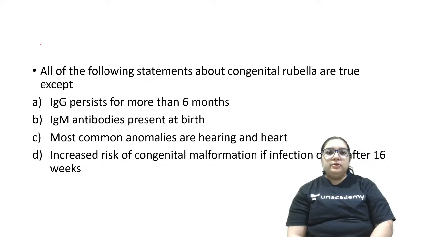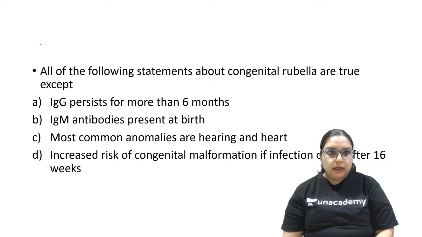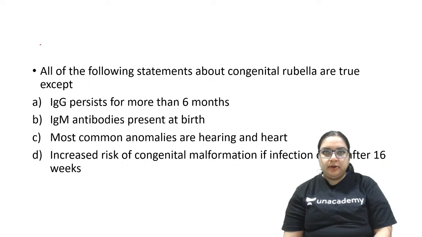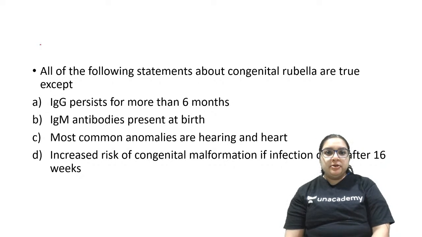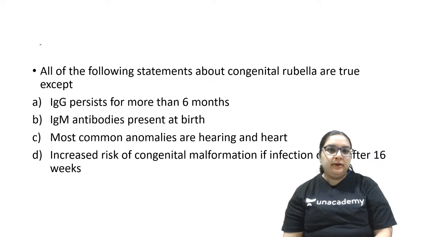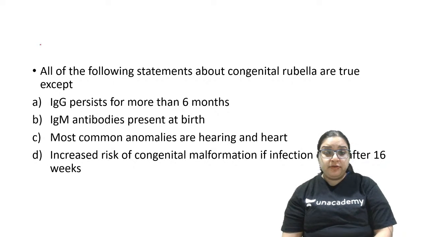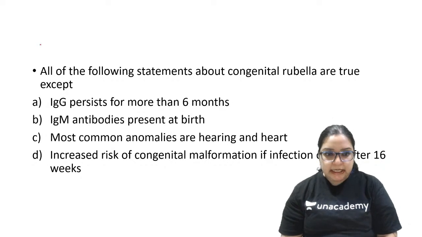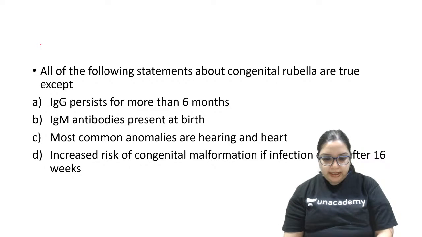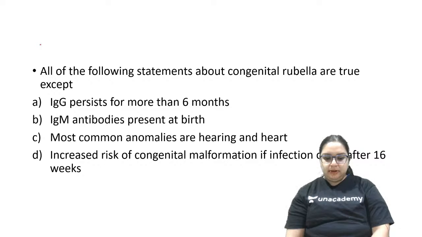Okay, now let's solve this one. All of the following statements about congenital rubella syndrome are true except: IgG persists for more than 6 months; IgM antibodies present at birth; most common anomalies are hearing and heart; increased risk of congenital malformation if infection occurs after 16 weeks. Read the options very carefully. They're very good options. Think and answer.